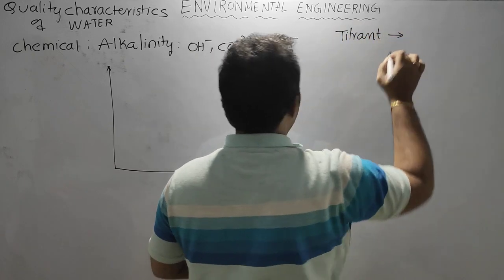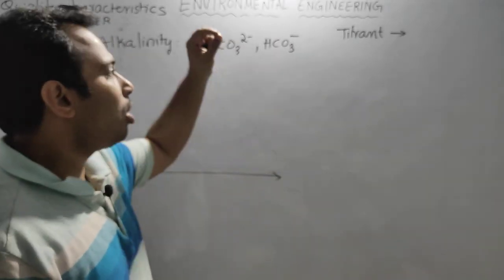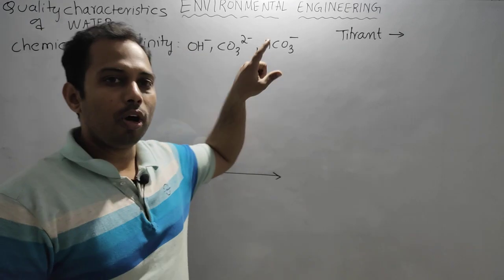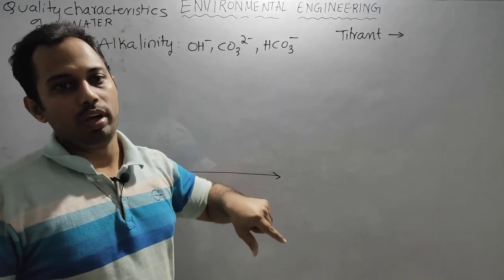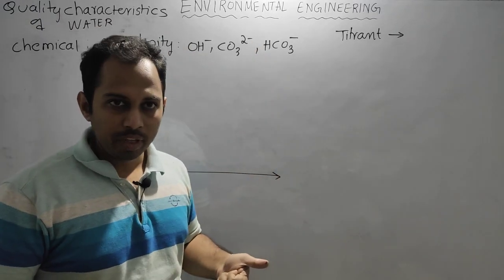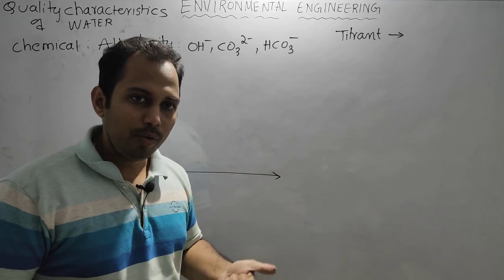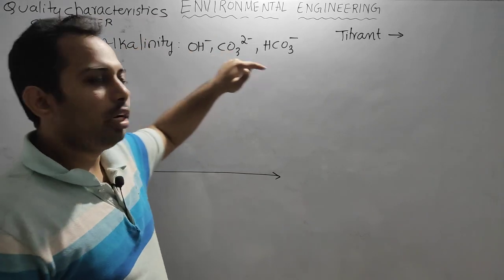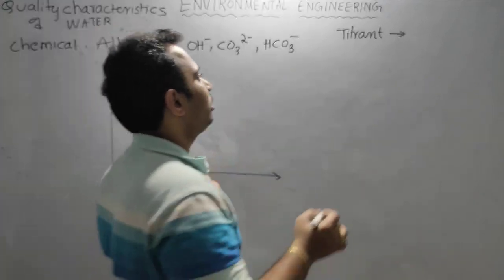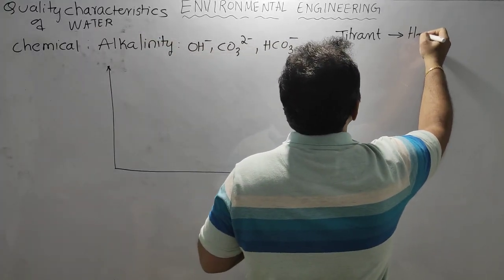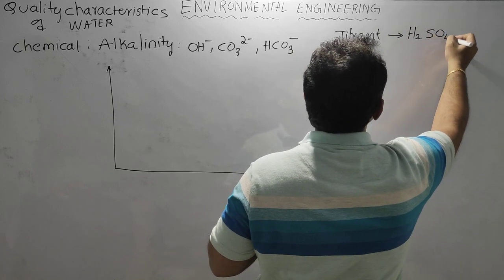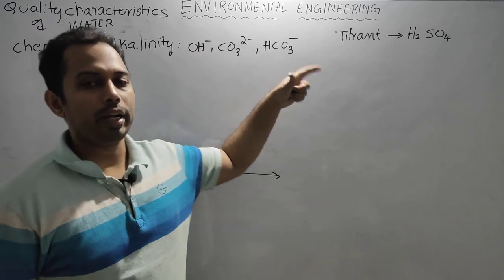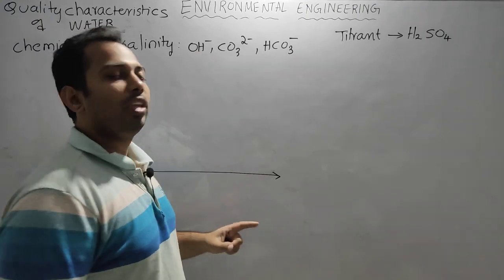The titrant is a strong acid. We need to use a strong acid to determine alkalinity, and a strong base like NaOH to determine acidity. So the king of all chemicals, H2SO4, is the strong acid which we use to determine the alkalinity. This is the titrant. And there will be indicators.